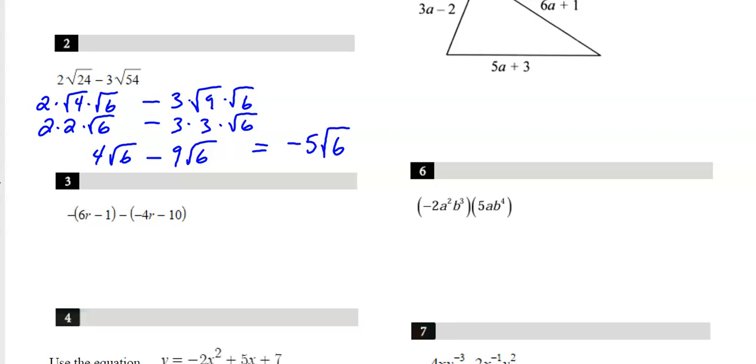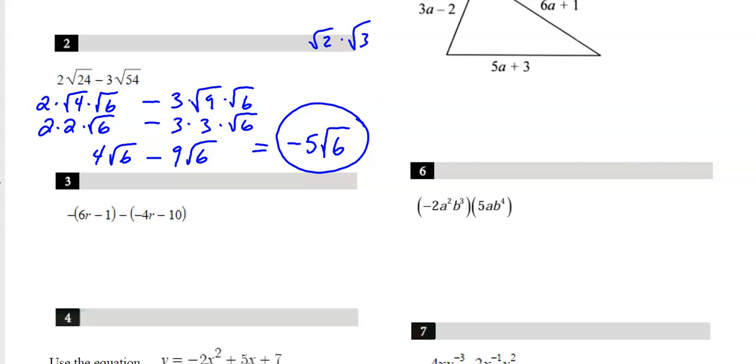And you might be like, well, wait a minute, radical 6 can be broken down, but the only way to break it down is 2 times 3, and that doesn't really help me because neither of those are perfect squares. So even though the number can go smaller, it needs to have a perfect square as one of the factors.